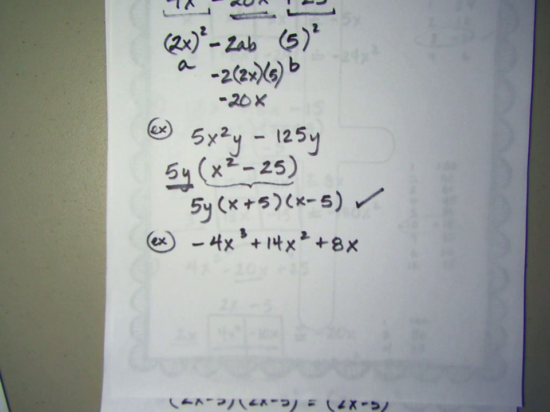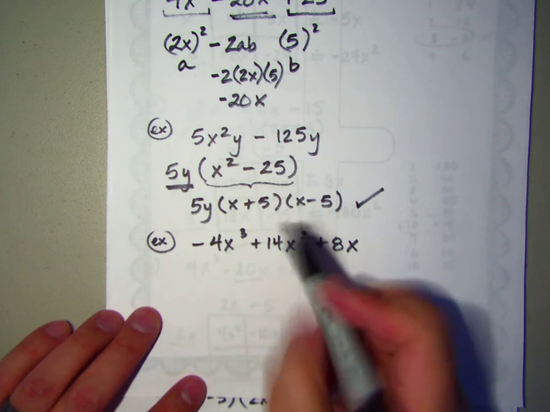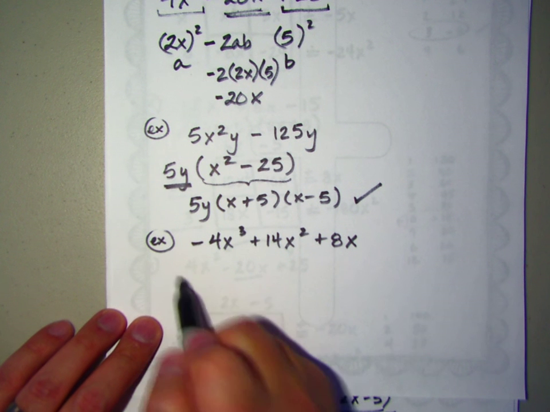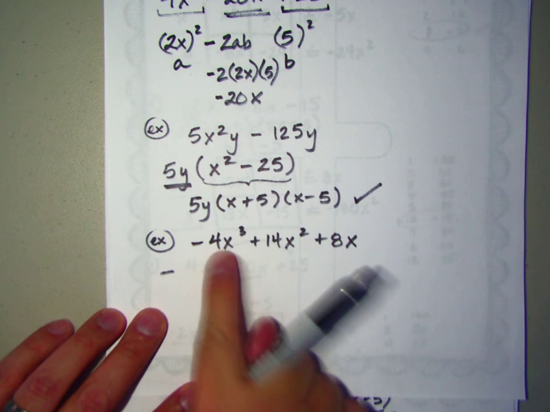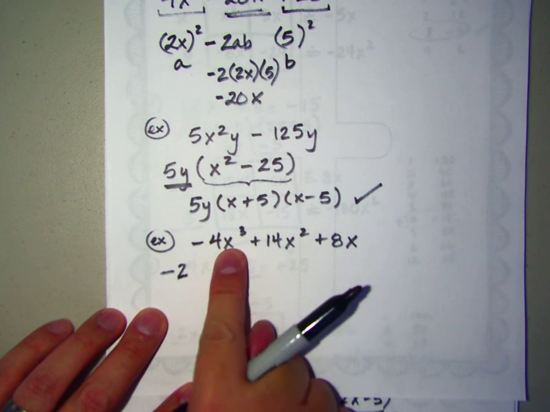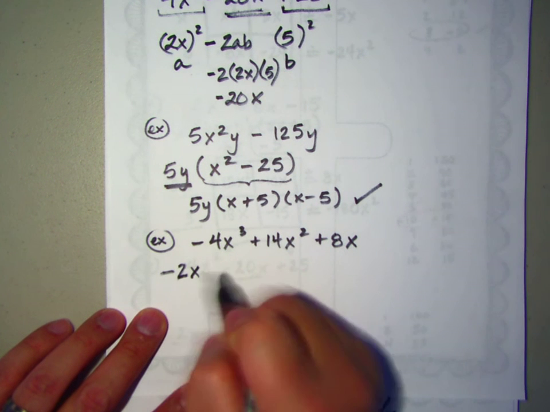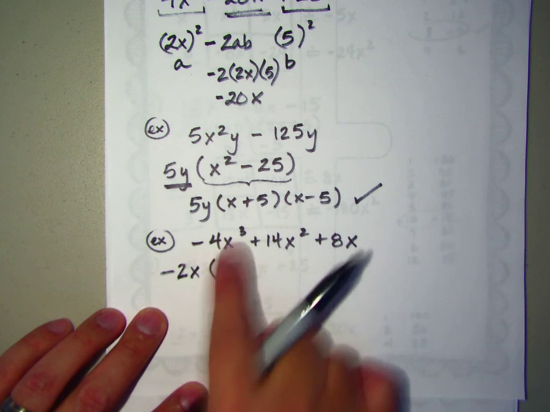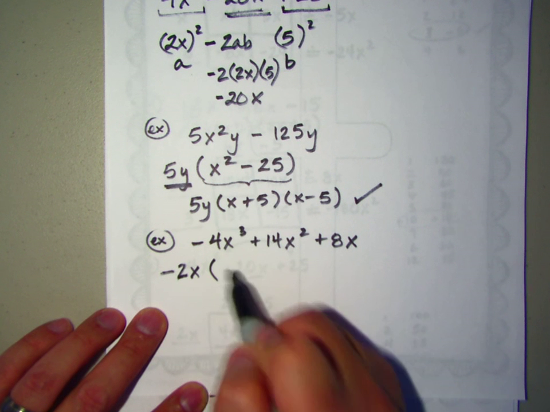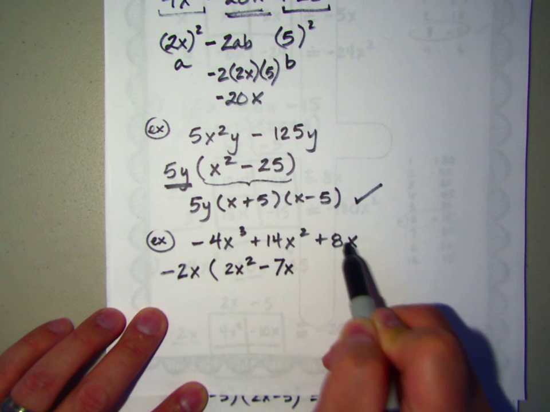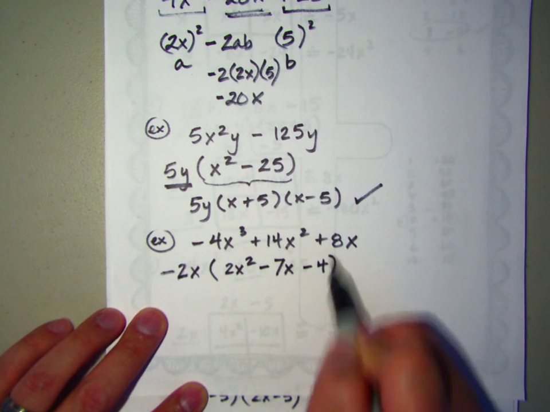Not only can I take out, remember, if your polynomial starts with a negative, we're going to factor out a negative, but they're all even numbers. So I can take out a negative 2, and they all have at least one x, so I'm going to take out an x. If I divide each term, opposite of the distributive property, opposite of multiplying everything, dividing everything, that's going to get me 2x squared. 14 divided by negative 2 is a negative 7. 8 divided by negative 2 is a negative 4. Two-part problem: just because I factored once doesn't mean I'm done.